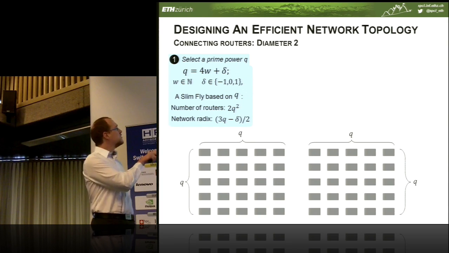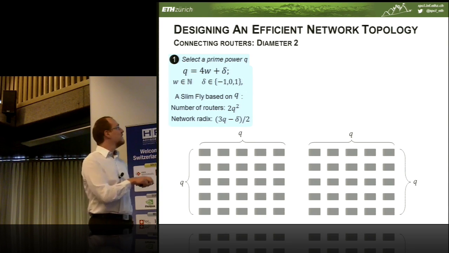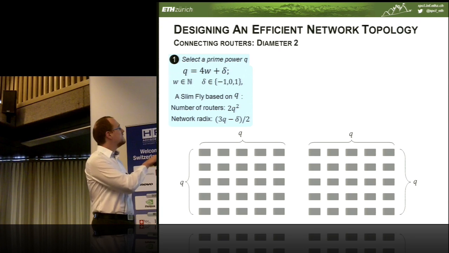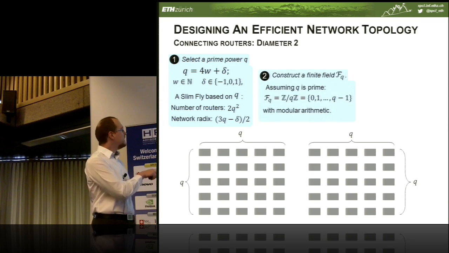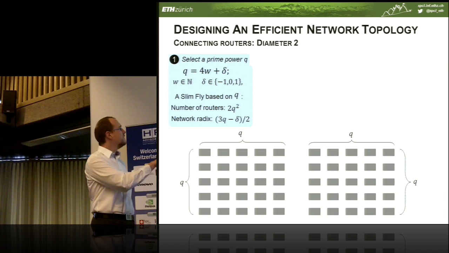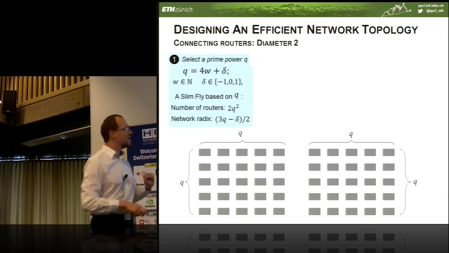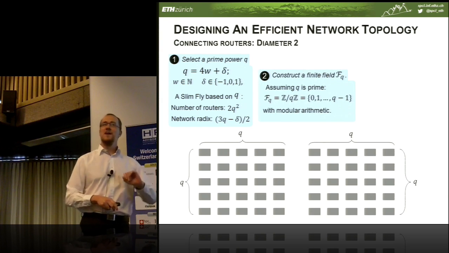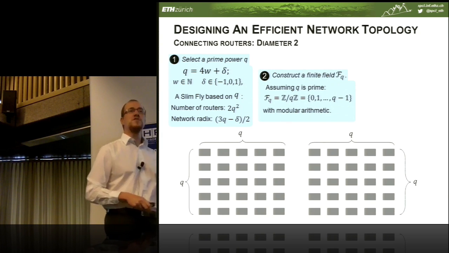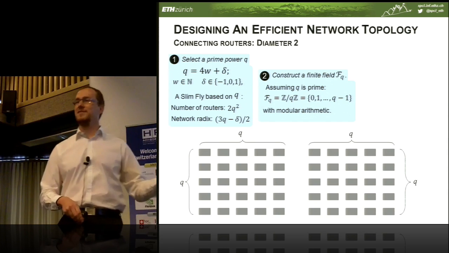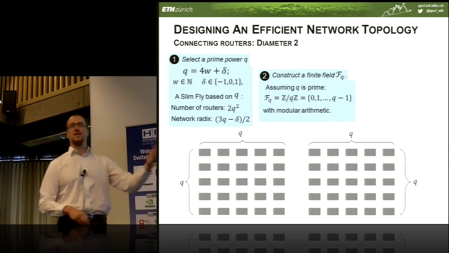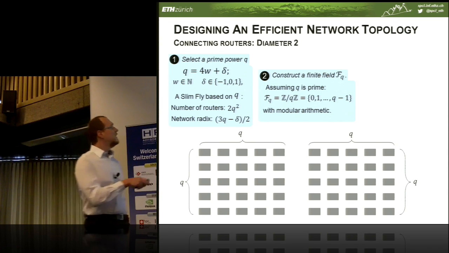So once we choose a prime power q, we will have a number of routers that's 2q squared. So essentially here, q by q and q by q. These are the 2 subgraphs that we have. The network radix is just (3q minus delta) divided by 2, but that's not that important. So then, after we've chosen a prime power, let's just assume for simplicity that we chose a prime and not a prime power. So just any prime number like 11 or 13.